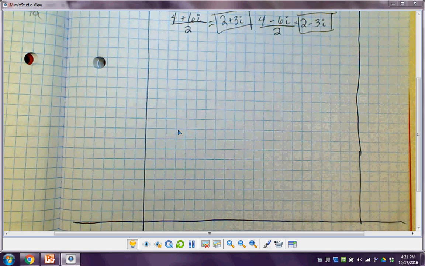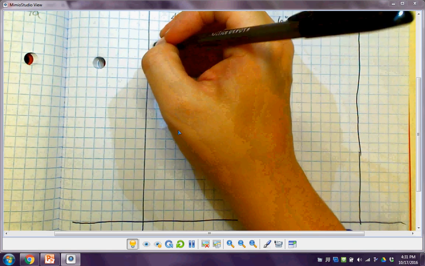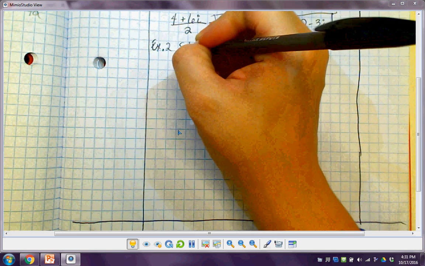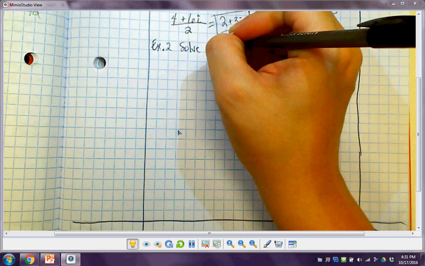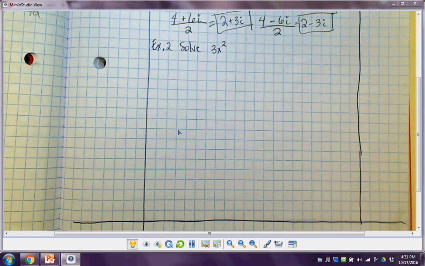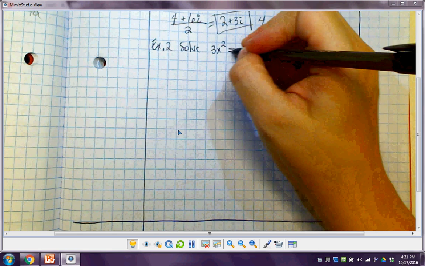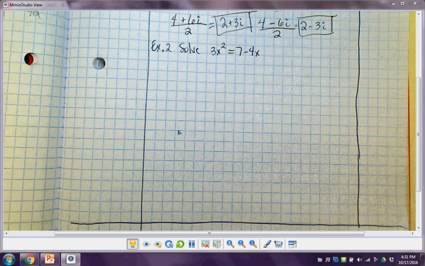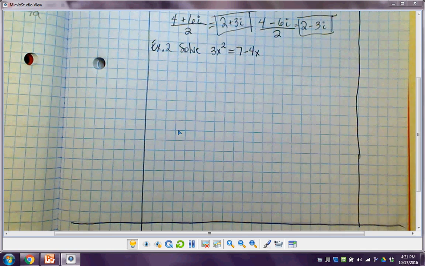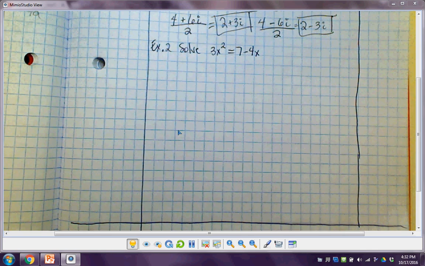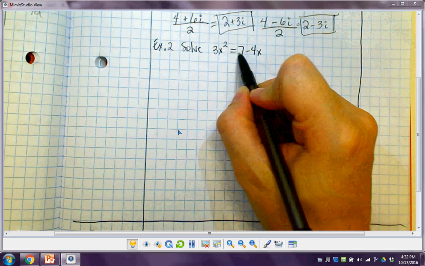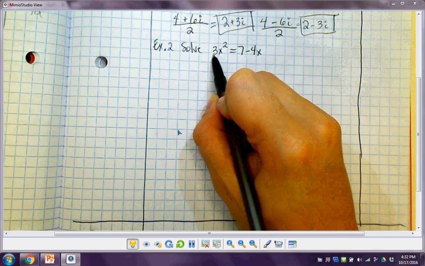All right, so let's do a second example. Solve 3x squared equals 7 minus 4x. So if I look back at my steps, the first step was to make sure the equation equals 0. In this case, it doesn't equal 0. I need to move both of these terms to this side.